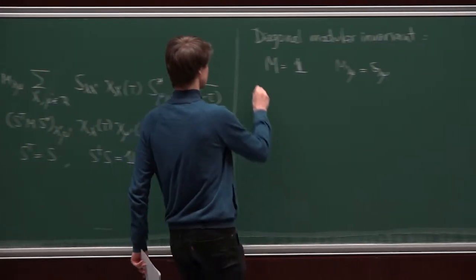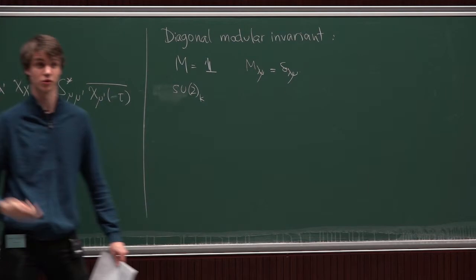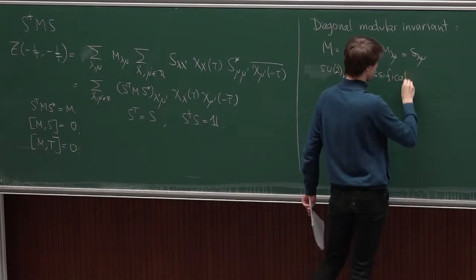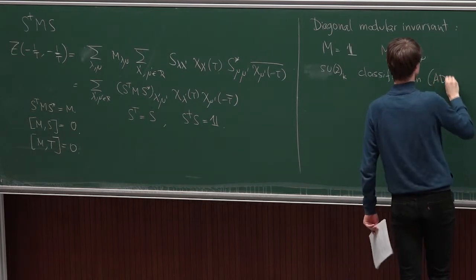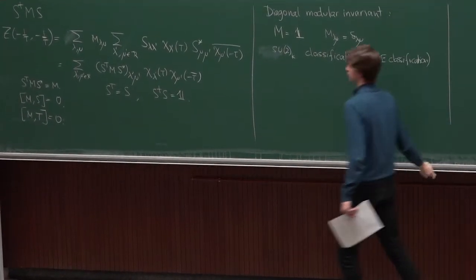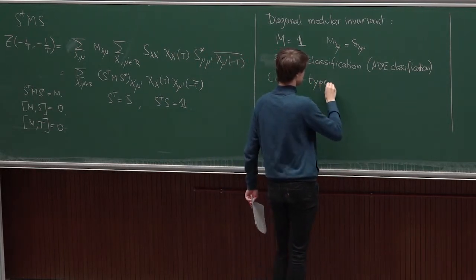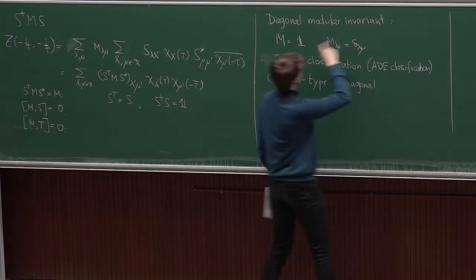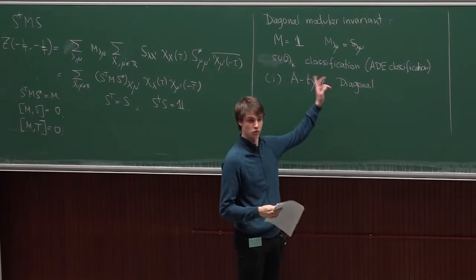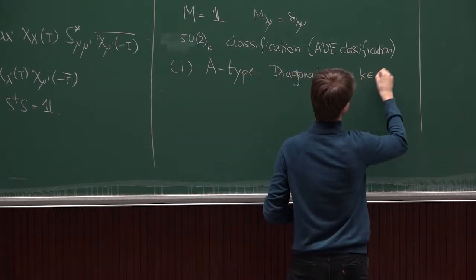Good, but actually for SU2 level K, something way cooler is true. For SU2 level K, there's a classification of all the possible matrices M which satisfy these three requirements. So this is sometimes called the ADE classification. Okay, so there are three types, namely A, D, and E. And the A type is just the diagonal modular invariant. So that's just this one. And it exists, so as we go on, you will see that some of them only exist for particular levels k. So this one exists for any k in Z bigger or equal than 1.